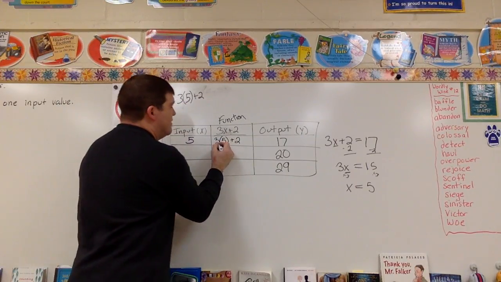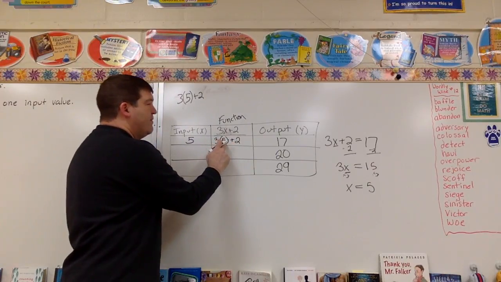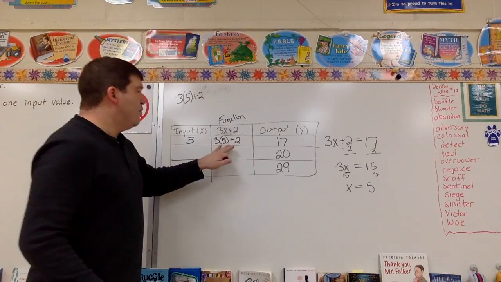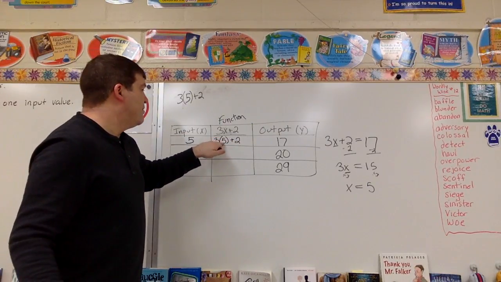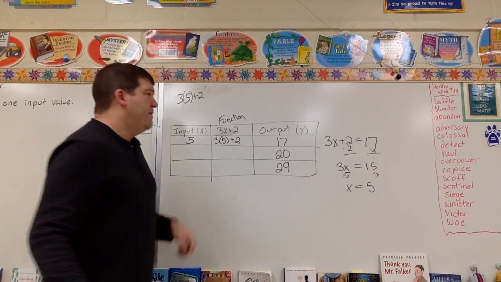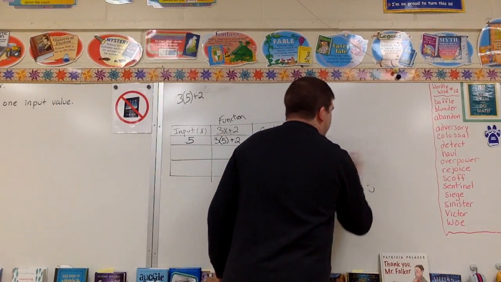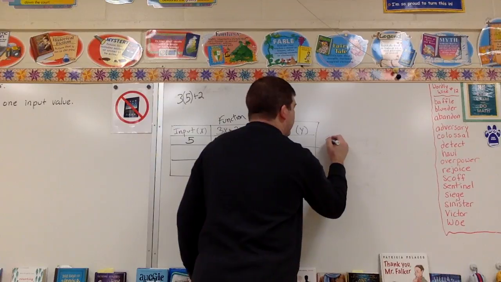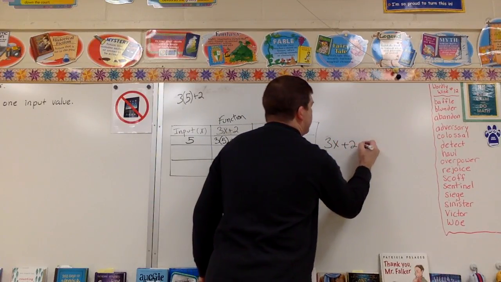All right, so let's do it. 3 times 5 is 15. 15 plus 2 is 17. Okay, and order of operations tells me to do the multiplication first. All righty, so I was correct on that one. I'm going to try this 20. I have my function, 3x plus 2.